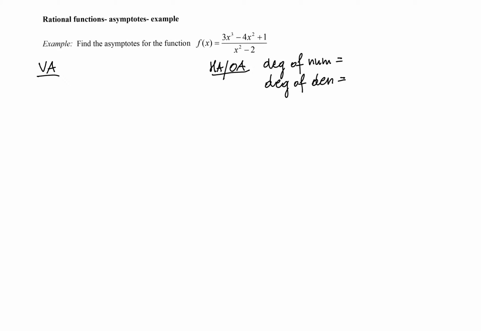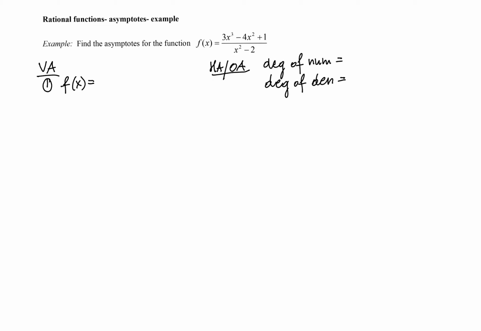In this example, we are to find the asymptotes of the function f of x equals 3x cubed minus 4x squared plus 1 over x squared minus 2. Let's start with the vertical asymptote. The first step in finding the vertical asymptotes is to rewrite the function in the lowest terms. And that means we need to factor both numerator and the denominator.